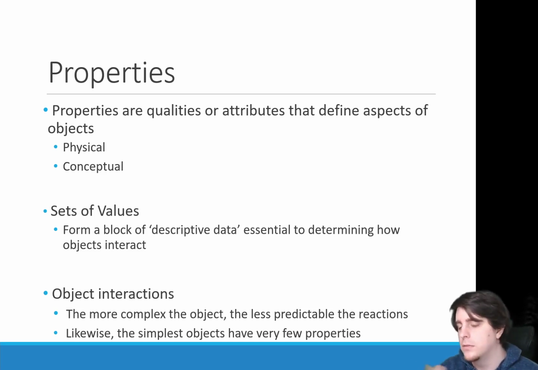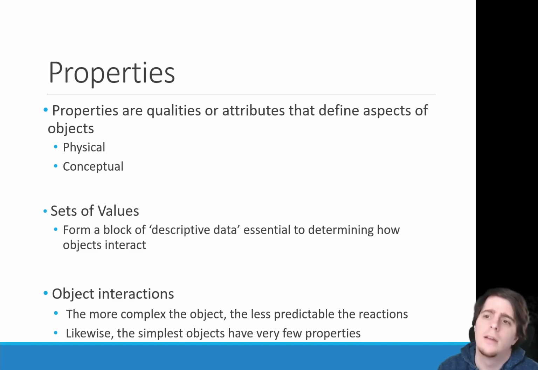And like I've alluded to earlier in the lecture, the more complex an object is, so the more different properties it might have, the less predictable that object is going to be. It might react in different ways based on those properties. But as I said, that's a little bit ahead of where we are. We'll get there. So complex objects have lots of properties. Really simple objects have very few properties and are much more predictable, let's say.